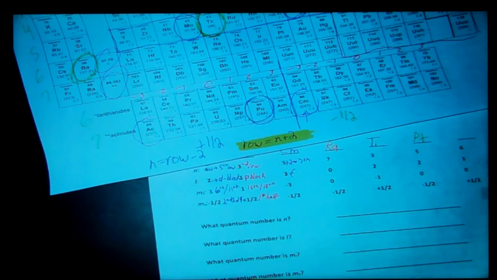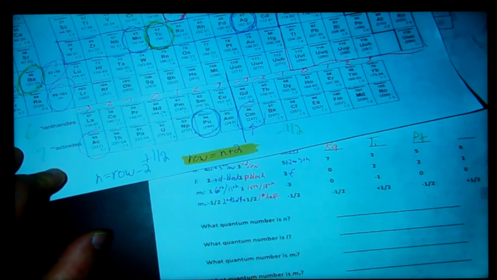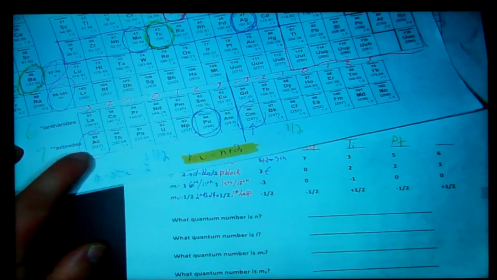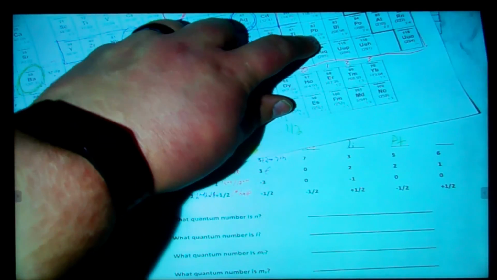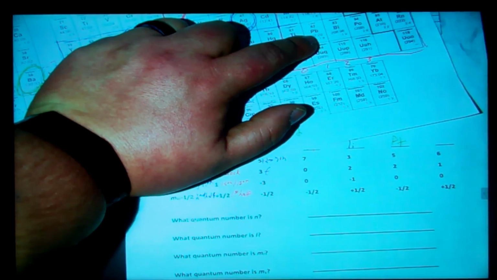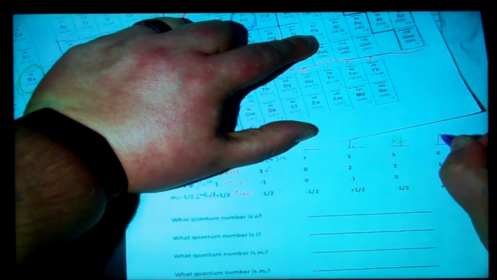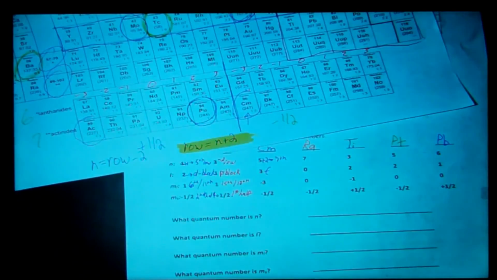Last one, L is 1, which tells me P block. Since I'm in the P block, it's the 6th row because N equals rho, so I'm in the 6th row, P block, 0 orientation. Tells me it's either lead, atomic number 82, or atomic number 85, astatine. And plus 1/2 tells me first half, so it is lead, atomic number 82.